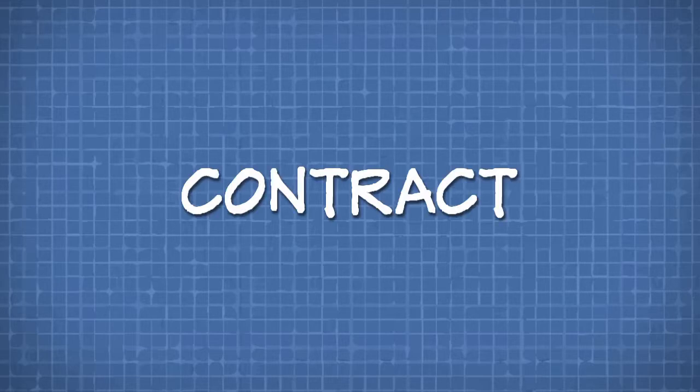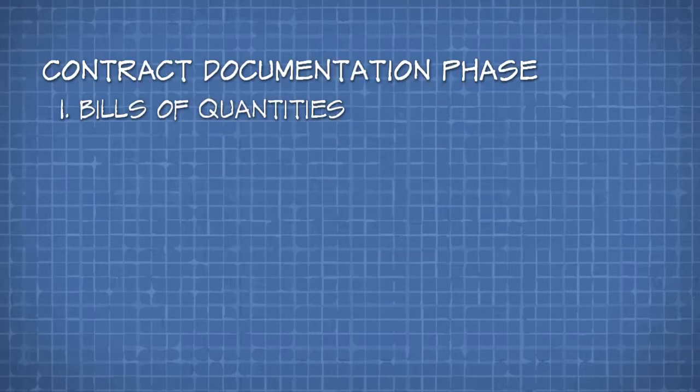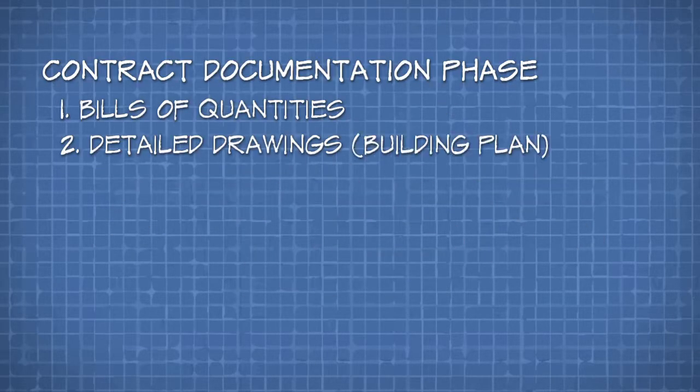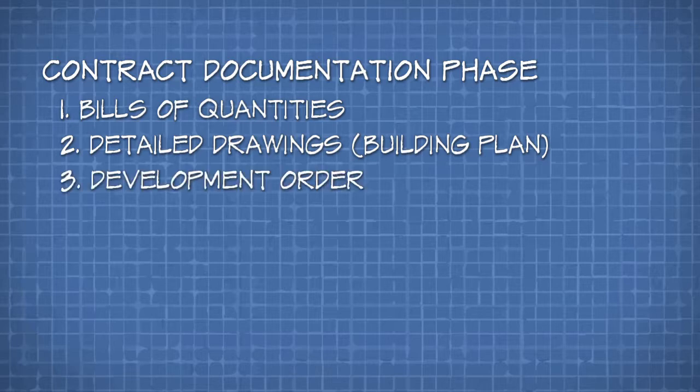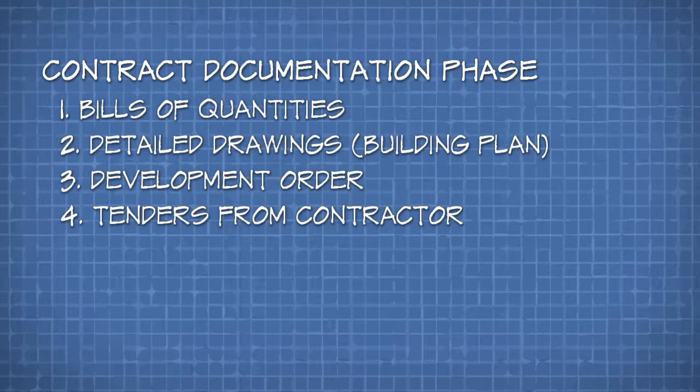Moving on, we go to the contract documentation phase. Bills of quantities and detailed drawings are ready, and the actual building plan is already out. We have obtained our development order and we prepare for open tenders towards the contractors. After that, we receive tender prices, tender documents, and price proposals from our contractors. After discussing and advising the client on tenders, the client awards the contract to the contractor, with the architect as the contract administrator.